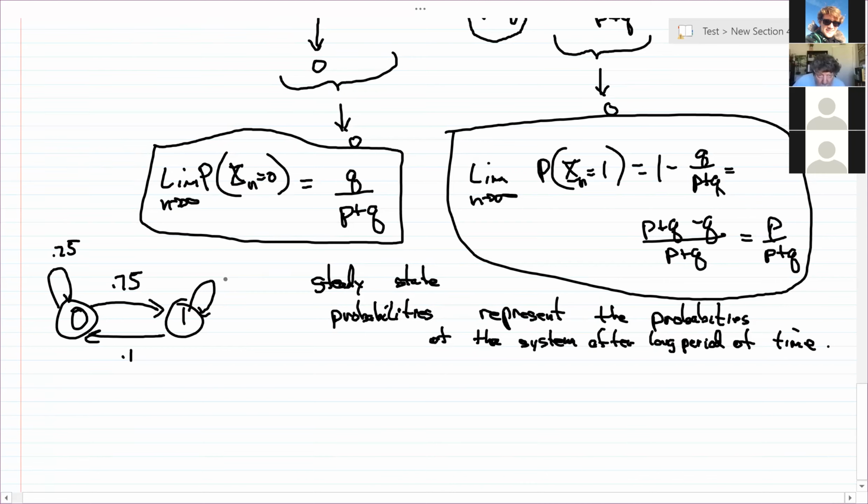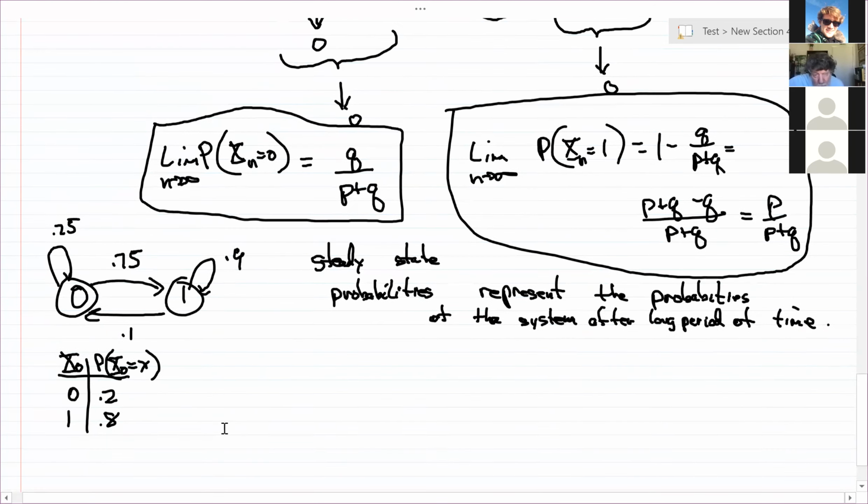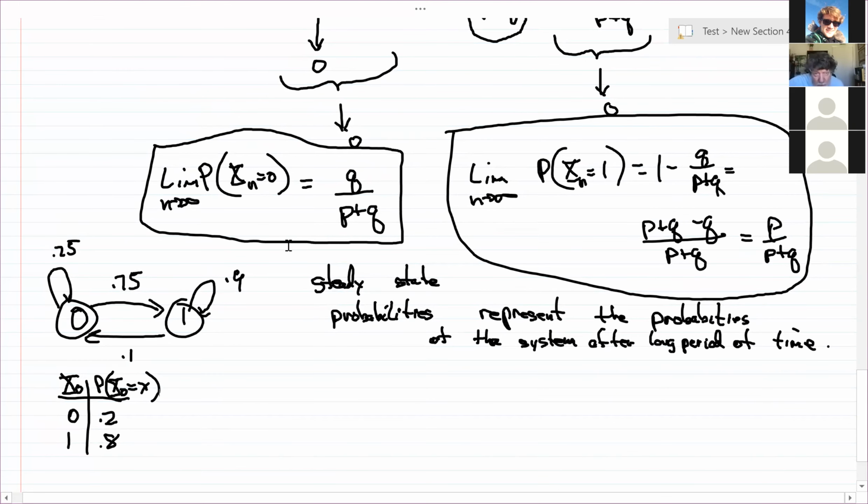Now, that was our original numerical example from Wednesday. What was our initial distribution? Our initial distribution at the time, at the first day, the chance that it was working was like 80%, and the chance it wasn't was 20. Okay, so I'm going back to my first numerical example, and I want to say, okay, what's the chance that the system is working, or let's say broken, because that's the first one we have here. What's the chance that it's broken after a long period of time?